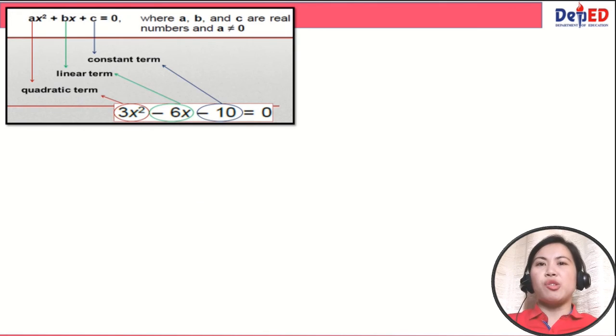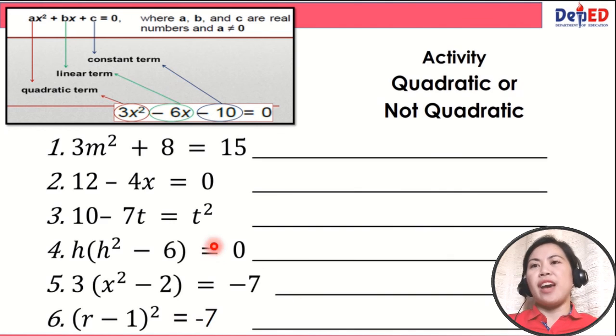For you to be guided in our next activity, I want you to look at the example 3x squared minus 6x minus 10 is equal to 0. Notice that 3x squared is the quadratic term, negative 6x is the linear term, and negative 10 is the constant term. You are going to classify whether the given is quadratic or not quadratic. A question is posted in your Google classwork.